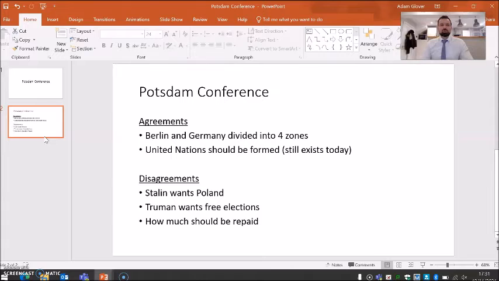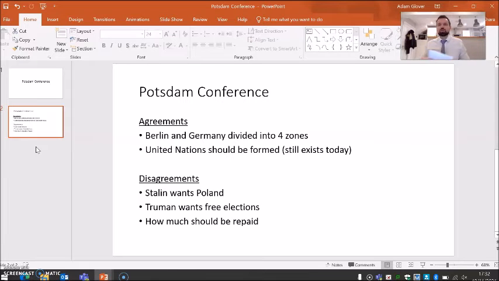And what you'd do is you would read it through. So you would read this through, Potsdam Conference. All right, and Mr. March said this is all about agreements and disagreements. So you would read these facts and you'd read them again and again and again. So if I focus on the agreements, it was about Berlin and Germany divided into 4 zones. And then the United Nations should be formed. And then I go and read another one.